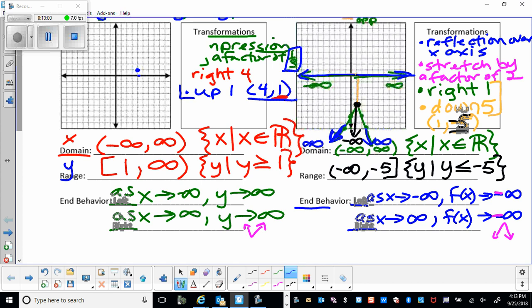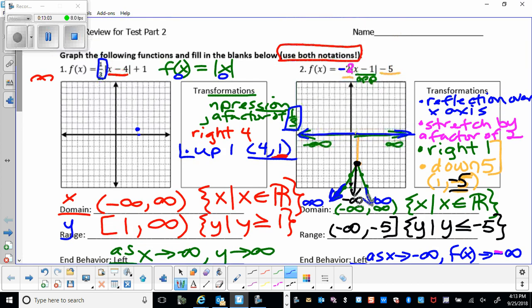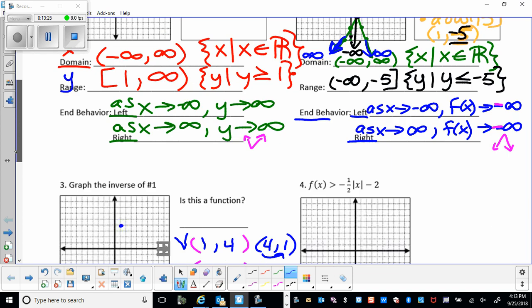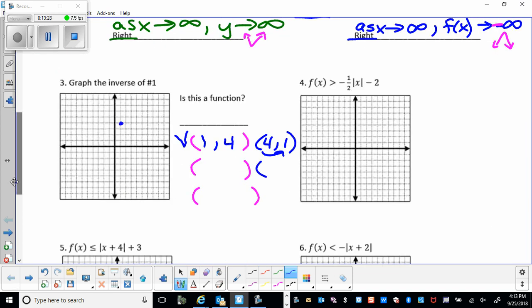Remember, this slope was 1/3, so I go up 1, over 3. The vertex was at 4, 1, so this point right here is at 7, 2. So the inverse of that would be 2, 7. 2, 7 is the inverse. The original point on my original graph was 7, 2. That was 1 to the right of the vertex.